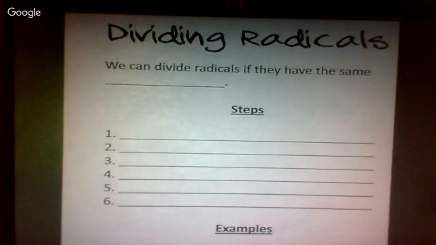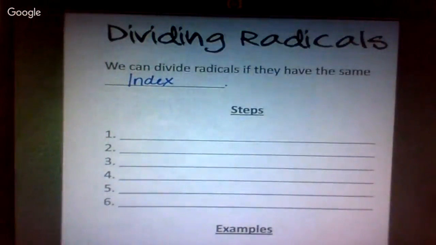Just like with multiplying, you can only divide radicals with the same index. So that first blank there, we can divide radicals if they have the same index. That means I can only divide square root by square root or fourth root by fourth root. You cannot divide a cubed root by a fifth root. They must have the same index.